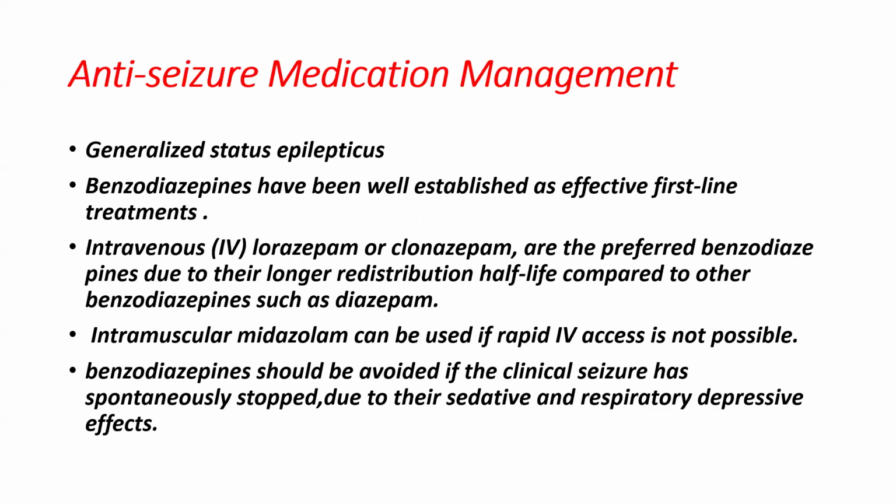Now, how to tackle this situation? We'll see how to manage it, starting with anti-seizure medication. Benzodiazepine is the first line treatment. Among benzodiazepines, we can use IV lorazepam, clonazepam, and midazolam. Lorazepam and clonazepam are the preferred benzodiazepines because of their longer redistribution half-life compared to other benzodiazepines. If in an emergency we are not getting IV access, then we can give intramuscular midazolam.